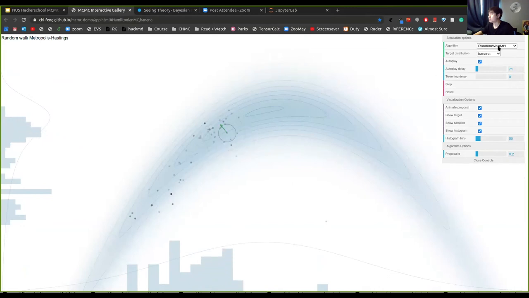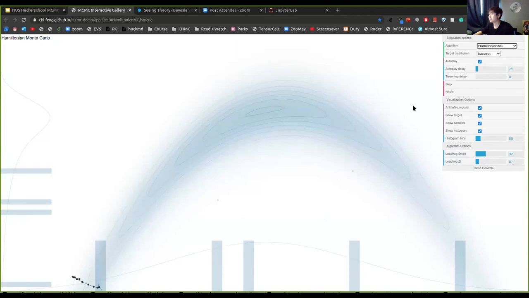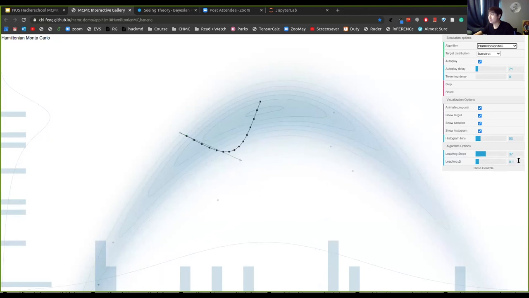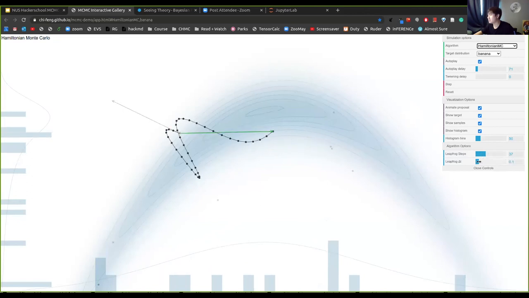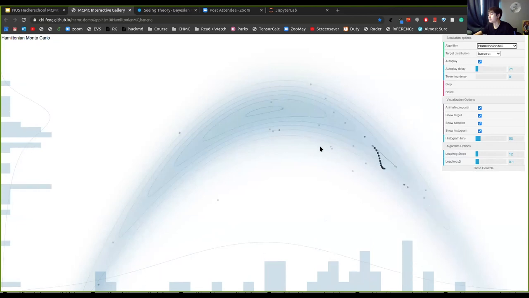And this is what it looks like when you use Hamiltonian, right? You're flying around, right? And here you can see on the right-hand side, you can tune the number of leapfrog steps and the step size as well. So if I pick it less, it will take less steps, right? So you can see this is much more efficient in terms of generating samples far away from each other. And this is the state of the art.